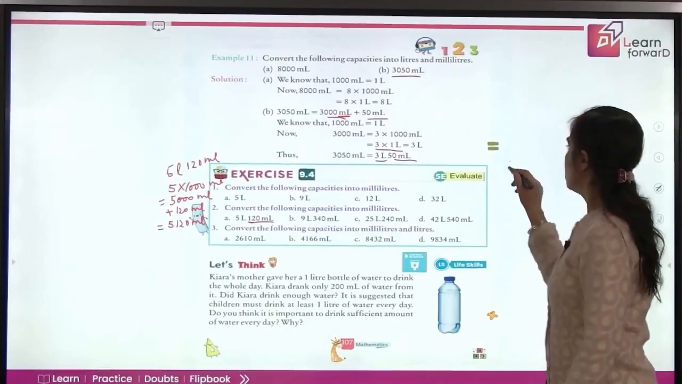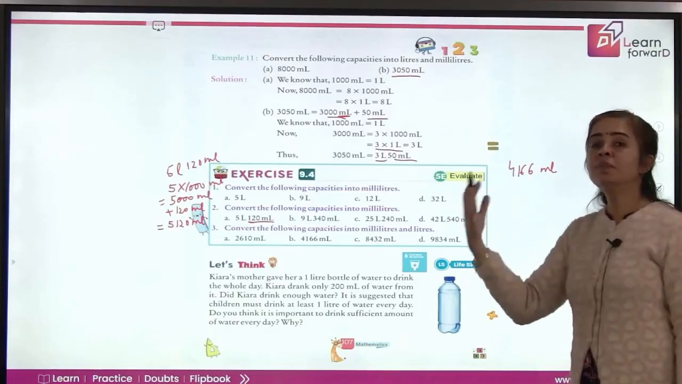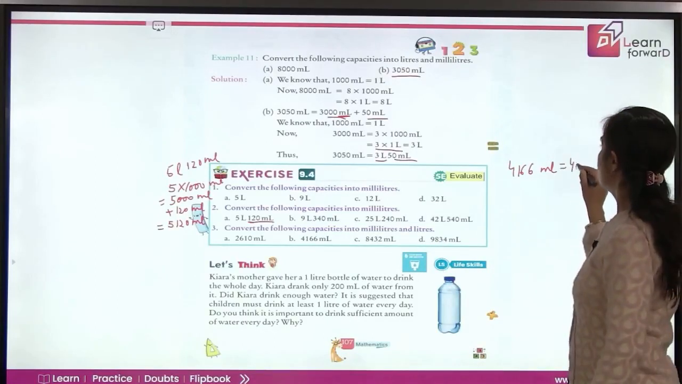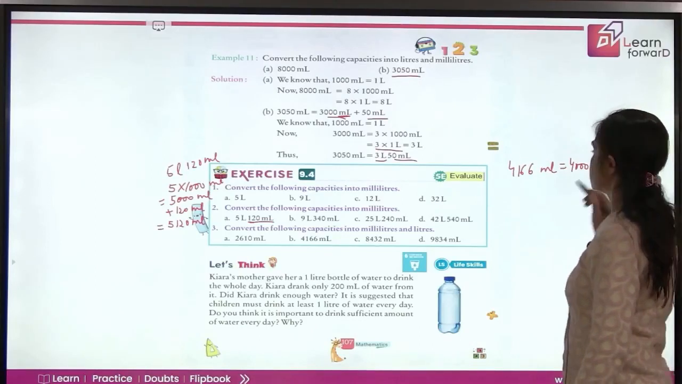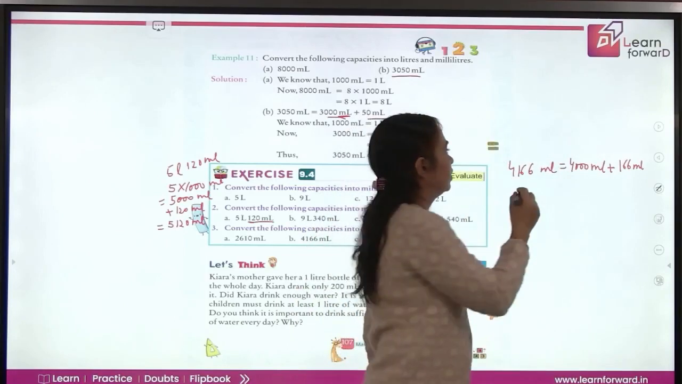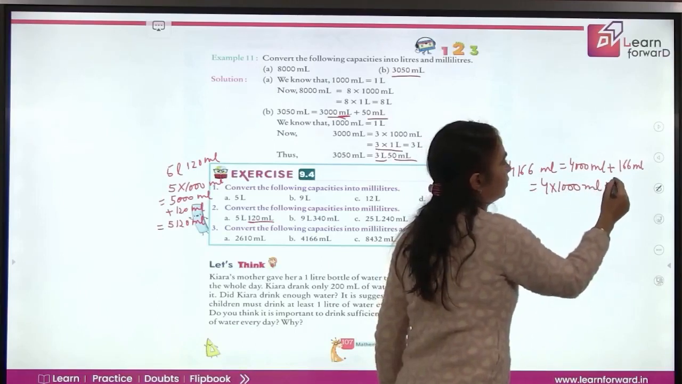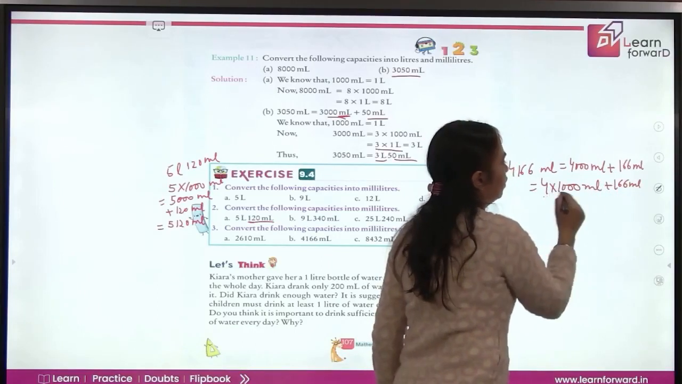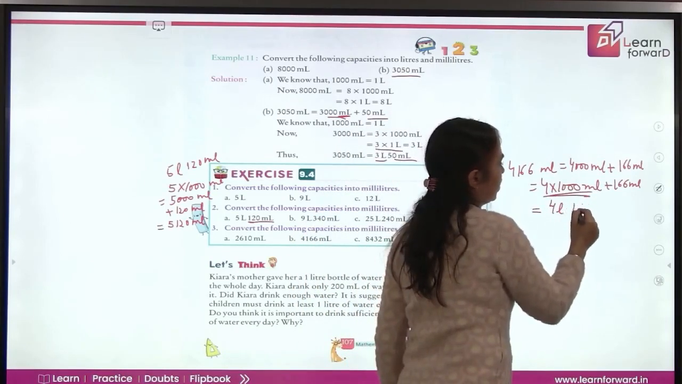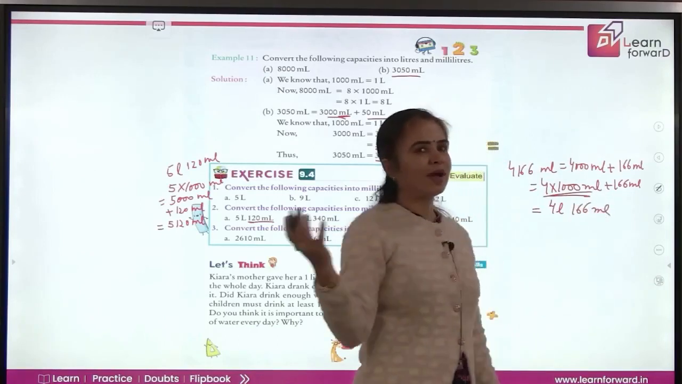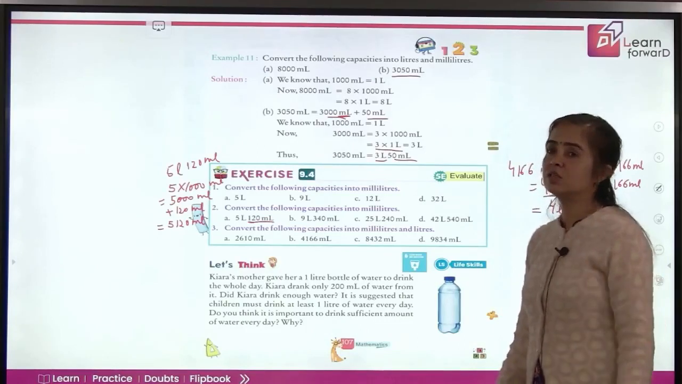Moving to next, convert into milliliters and liters. So if you have 4166 milliliters, we'll split them as thousands. That is 4000 milliliters plus 166 milliliters. Now 4000 milliliters means 4 into 1000 milliliters, which means how many liters? 4 liters. So simple. 4 liters, 166 milliliters, and you are done. Interesting? Easy also. Once you understand lengths, everything gets very easy for you.